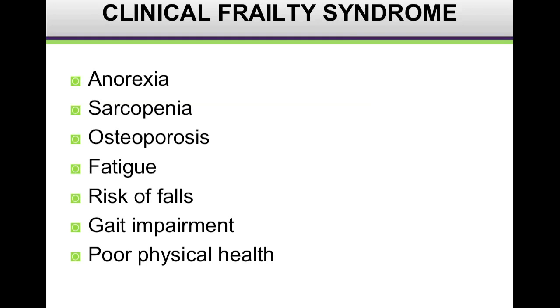Risk of falls, again, is a component of the clinical frailty syndrome and is often allied with impaired gait. One of the ways of determining a person's level of frailty is to determine just what their gait is like. Can they do a standard get up and go test? Or if they can't, that's important. And poor general physical health is another component of frailty.